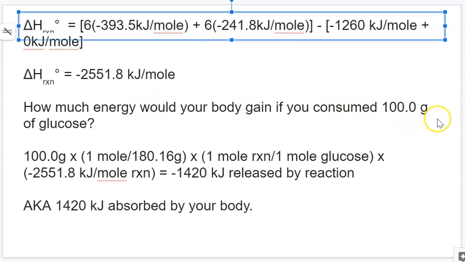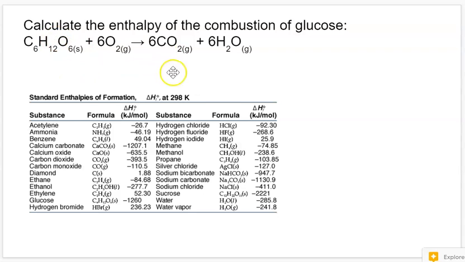Now, say we wanted to calculate how much energy would our body gain if we consumed 100 grams of glucose, this being a sugar that our body breaks down. Well, I could do the same thing I did earlier. I can convert it into a dimensional analysis problem. I start with the 100 grams. I divide it by the moles of glucose. And then I recognize that in the balanced chemical equation, there's 1 mole of glucose per mole of reaction, as you can see here.